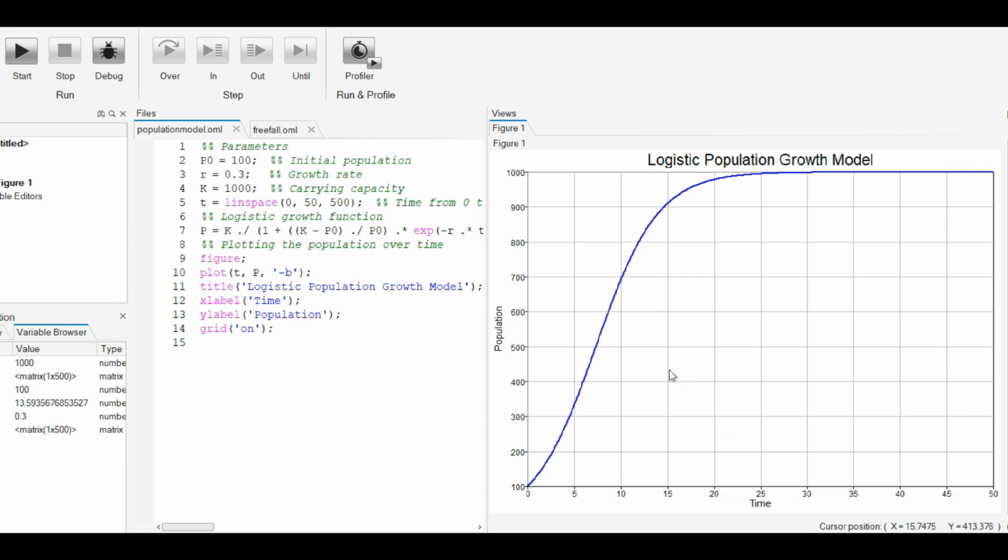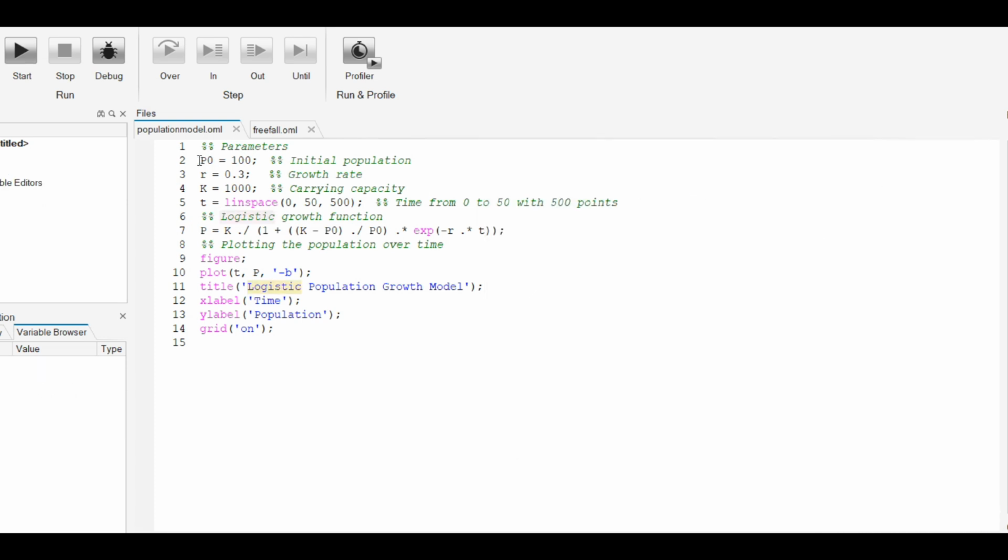The script models population growth using the logistic growth equation, which describes how a population grows over time while considering limitations like resources and habitat. First, let's define the parameters. The initial population, labeled as P0, starts at 100 individuals.